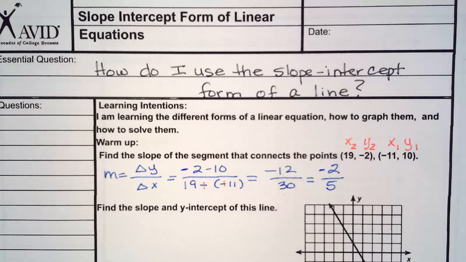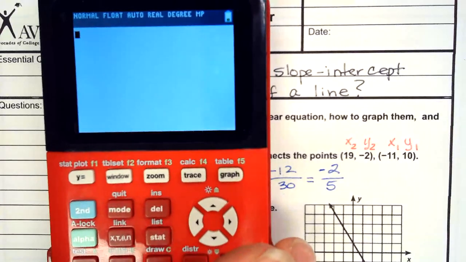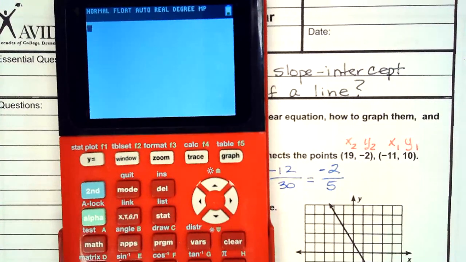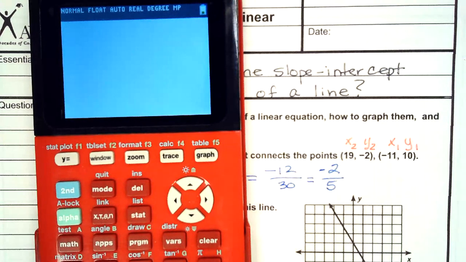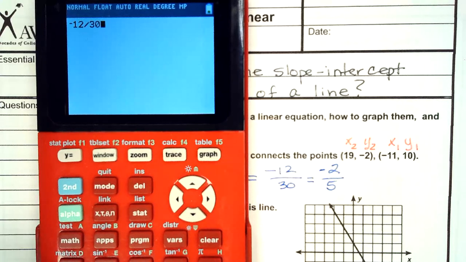Now, a lot of us struggle with simplifying fractions. That's where our calculator comes in. I'll type in -12 divided by 30. I hit my math button, and I hit enter, and it tells me I'm going to change it into a fraction. I hit it again, and I get the simplified fraction. Makes it quick and easy.